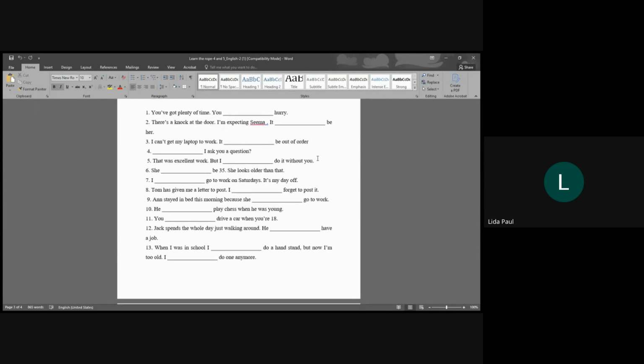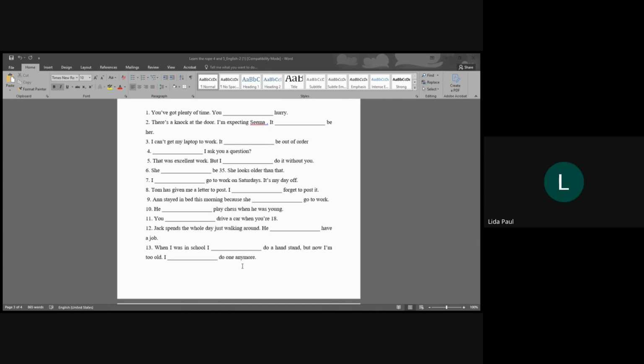Okay, sixth one. She dash be 35. She looks older than that. Must? Guess. No, not must. Read the other sentence also so that it becomes a meaningful application. She must be 35. She looks older than that. Might be 35? Really? Read it further. She would be 35. She looks older than that. No. She may be 35. No. See, look at the second sentence. She looks older than that.